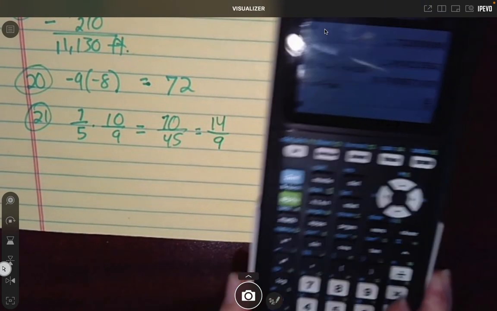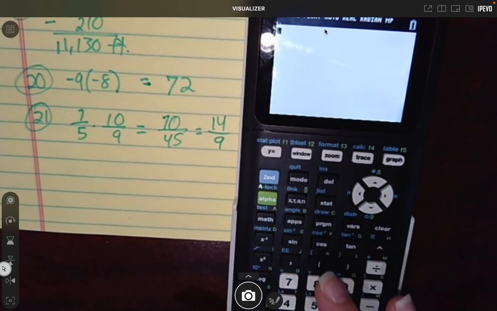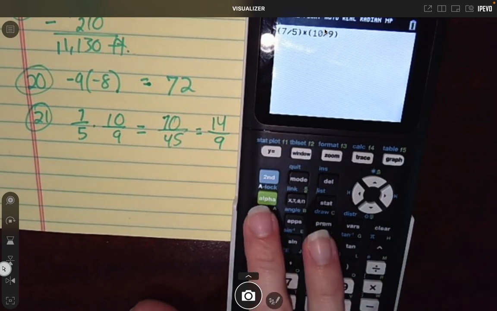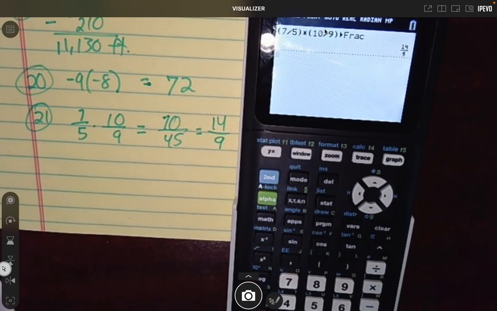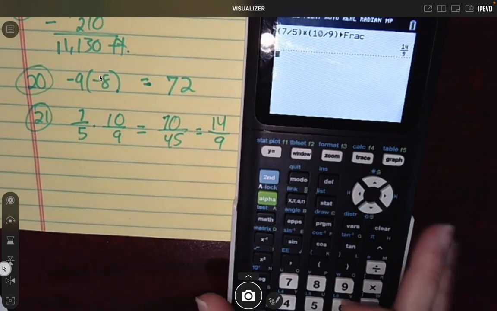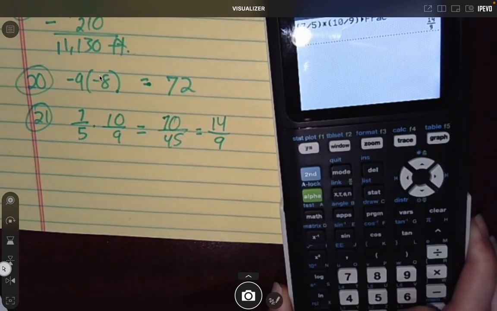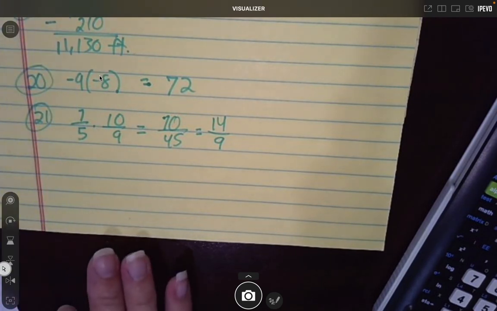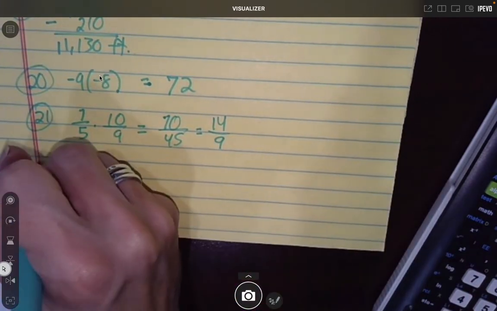What I would have done, y'all, is I would have multiplied these fractions. So I would have done 7/5 times 10/9. And then I would go ahead and press math, enter, and it told me 14 over 9. Okay? It'll just do it for you. All right? Let's keep going. So that's the whole first 2 pages. Any questions with that so far? We're good with that? All right. Now I've got 22.